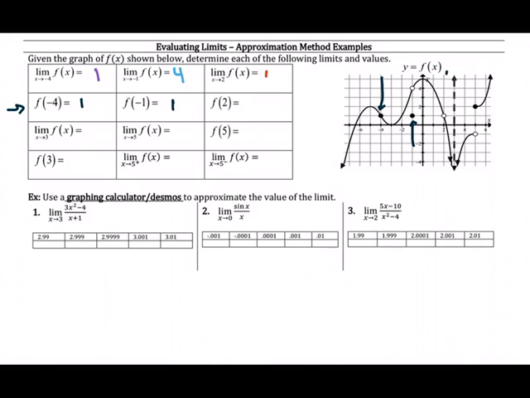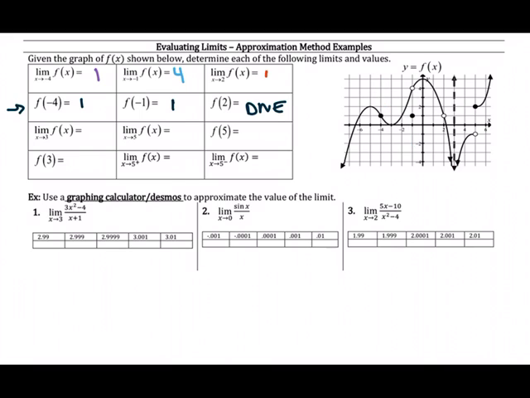F of 2, the value of the function when x is equal to 2. I want you to notice that this is an open circle and there's no ordered pair somewhere else on the line. So this is different than what's happening when x is equal to -1. F of 2 does not exist because there is no filled in circle anywhere along the line x equals 2.